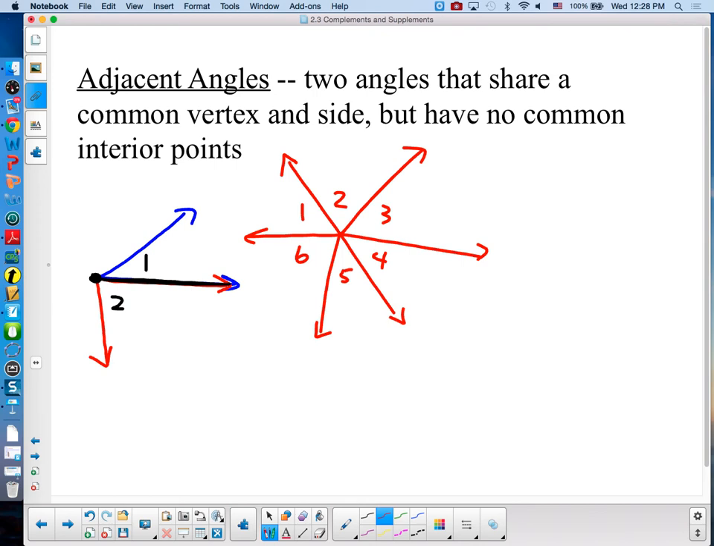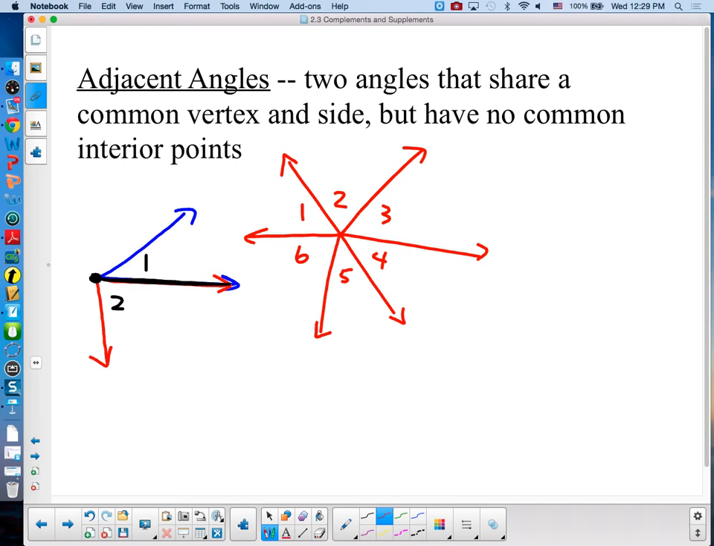Okay, Marty? 1 and 6, adjacent? Yes. Okay, which ones were you doing? 2 and 3? Adjacent. How about 2 and 4? No. They are not adjacent, correct. There's an angle between them.